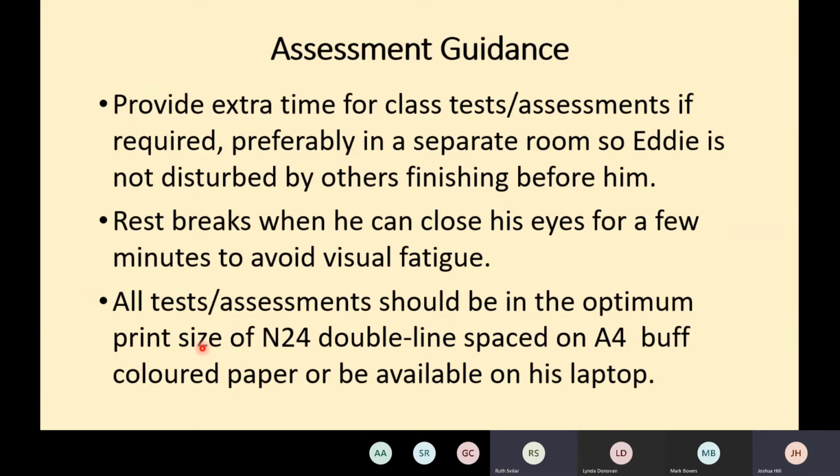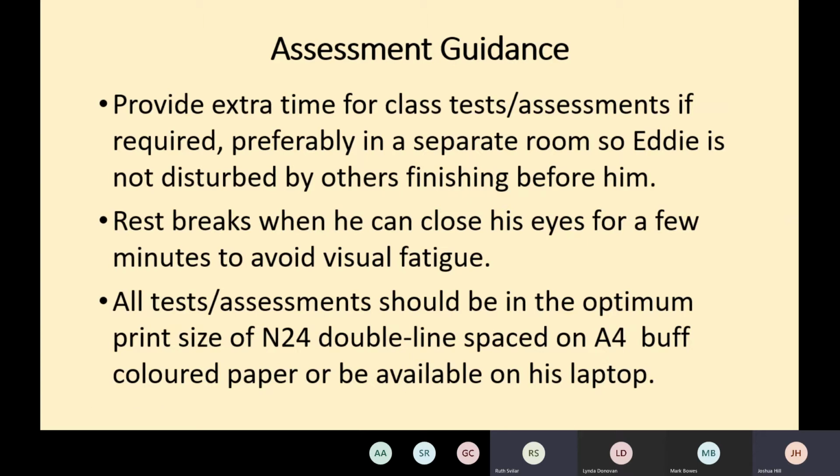Assessment guidance. Eddie will need extra time for class tests and assessments, almost definitely with his visual impairment. And extra time should be given in a separate room so Eddie's not disturbed by others finishing before him. Something to bear in mind is that in national exams such as SATs, Eddie would be entitled to up to 100% extra time. So really this is just giving Eddie fair access to tests and assessments.